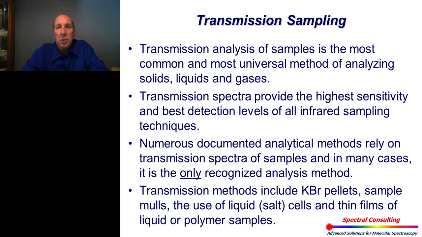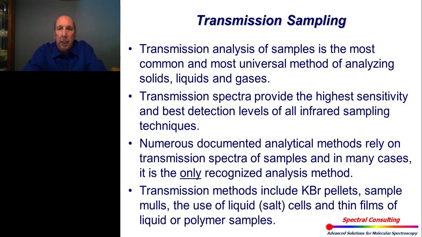Good. So the first technique we're going to talk about is transmission sampling. Transmission analysis is the most common and most universal method for analyzing the solids, liquids, and gases that we're interested in. Transmission spectra have the highest sensitivity and best detection levels of all the infrared sampling methods. There's lots of different documented analytical methods, and in many cases, it is the only recognized analysis method. Transmission methods include KBr pellets, sample mulls, the use of liquid or salt cells, and thin films of liquid or polymer samples.